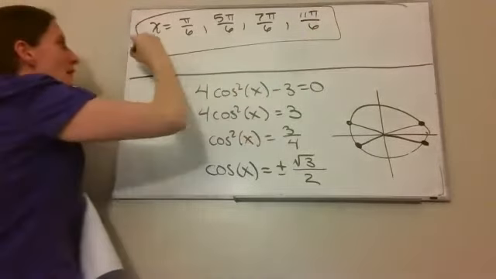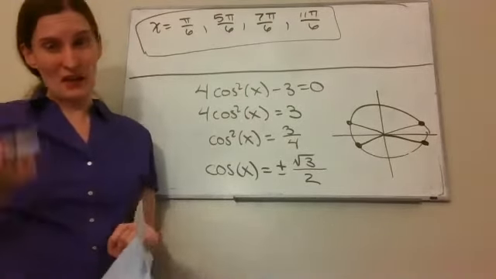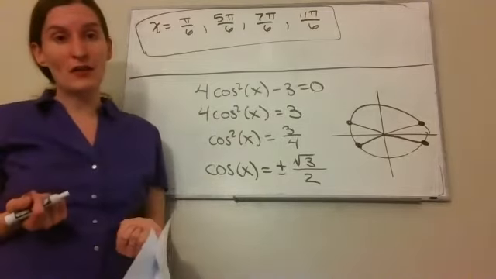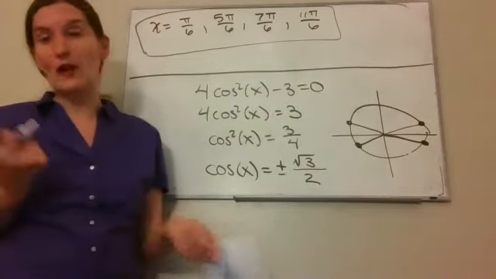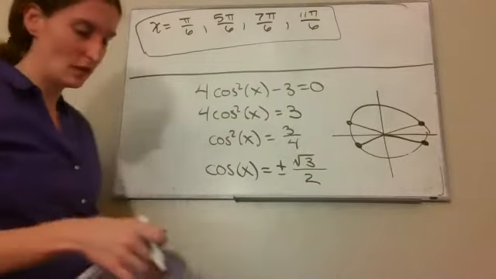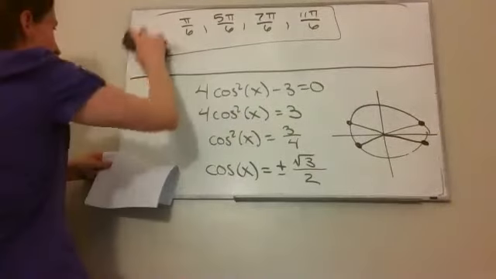So if you don't believe me yet about how memorizing your unit circle is going to come in handy, hopefully you're going to believe me pretty soon, because as you see, knowing the values of the angles and values of sine and cosine on the unit circle helps us solve all of these equations. It would be much more difficult if we didn't have that memorized.